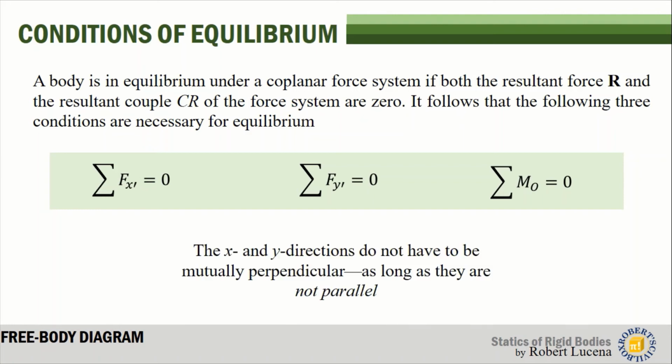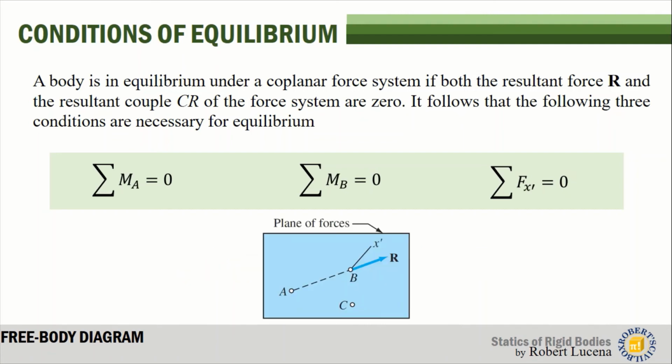Now, if you use different axes, for example, you use x prime and y prime, the x and y directions don't have to be mutually perpendicular as long as they are not parallel. So if you take summation of forces along x prime but not the x-axis, and you have another axis that is not y-axis, which is y prime, you can say that the object is in equilibrium if it satisfies the above equation. Now, you can also say that the body is in equilibrium if you have this axis. So summation of moment at point A, and summation of moment at point B, and summation of forces along this axis, you could say that this object is in equilibrium if they are all equal to 0.